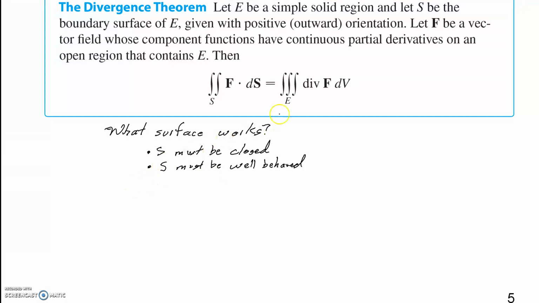And the last thing we're going to look at here is let F be a vector field whose component functions have continuous partial derivatives on the open region that contains E. So really, this just means, again, F, that vector field, must be well behaved as well.